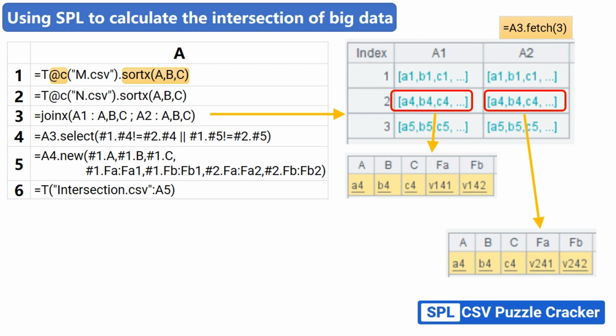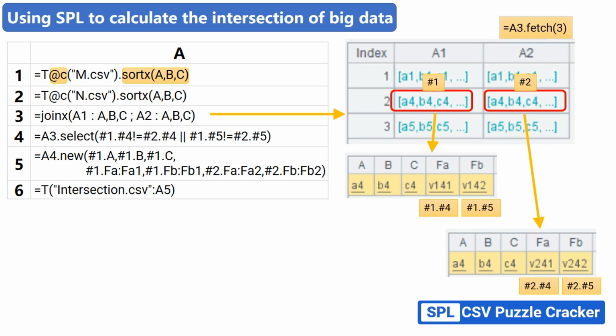A4 uses the select function to select records with difference in other fields based on the A3 join results. When it is not convenient to use column names, a column value can be obtained using the # plus column number method. Here, in the filtering expression, #1 is the record of M, #1.4 is the FA of M, and #1.5 is the FB of M. Similarly, #2 represents the record of N.